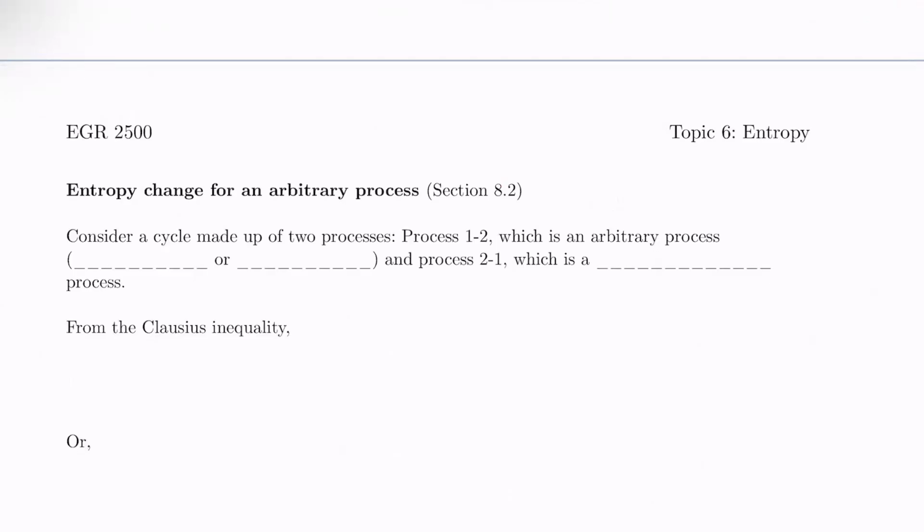Now let's talk about entropy change for an arbitrary process. So if we consider a cycle that's made up of two processes, a process that goes from state 1 to state 2, which is an arbitrary process, so this means it could be reversible or irreversible. And then also a process 2-1, which is a reversible process.